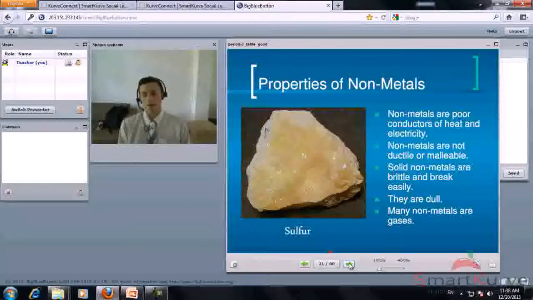Here, nonmetals. Nonmetals are poor conductors of heat and electricity. Here we see sulfur. Sulfur is one of the worst conductors on the entire periodic table. They are not ductile. They are not malleable. They are brittle. They crumble. They break. They are dull. Many of the nonmetals are gases. Sulfur, of course, is not, but hydrogen, helium, fluorine, chlorine, all of these nonmetals are gases.